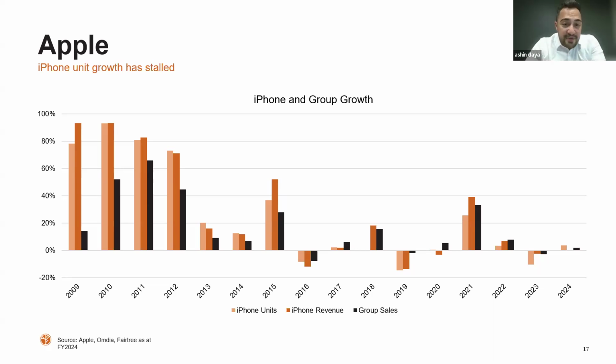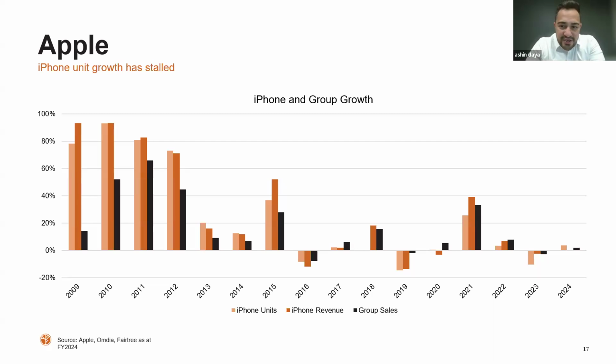What you see is, as we've seen with the global handset market, unit growth has stalled in recent years, barring 2021, where we had the COVID rebound and very strong demand, with a lot of consumers sitting on excess capital and going out and upgrading their phones. You see various other replacement cycles which I want to point out.